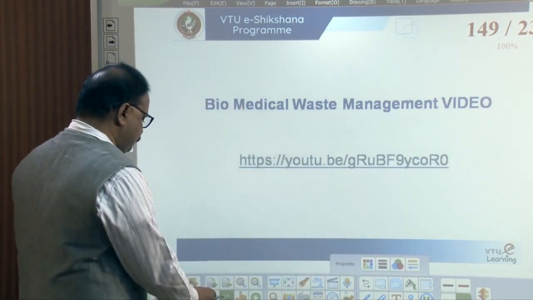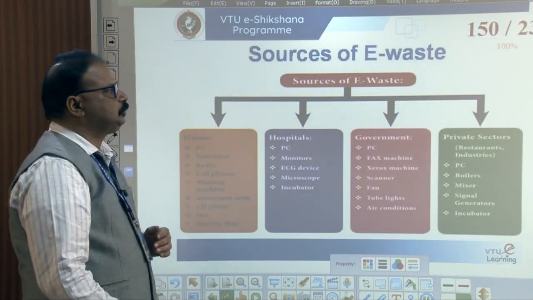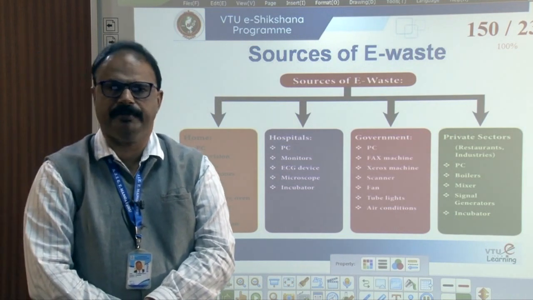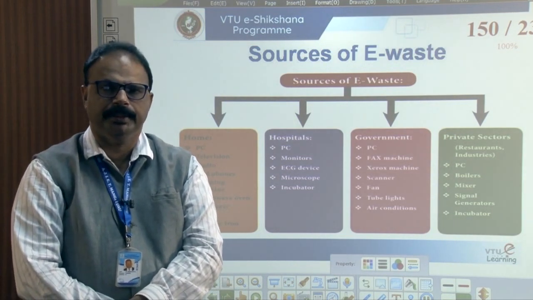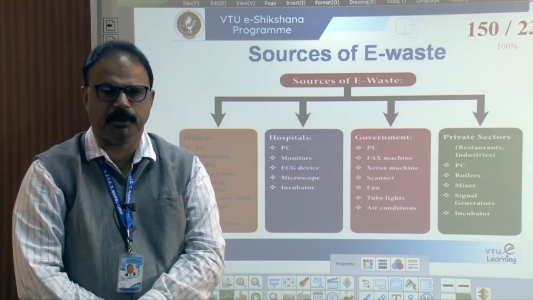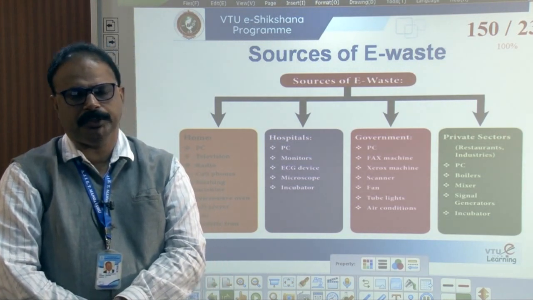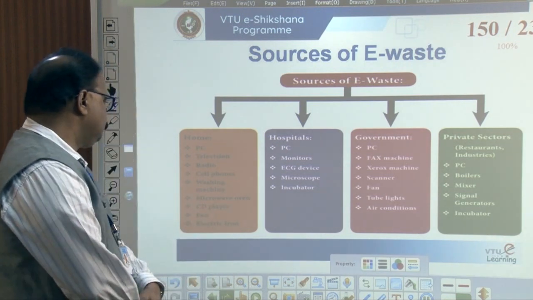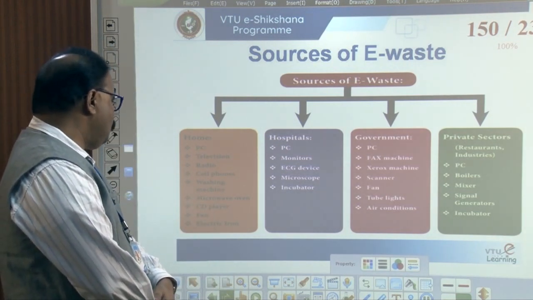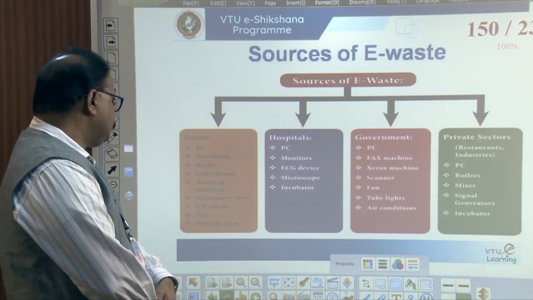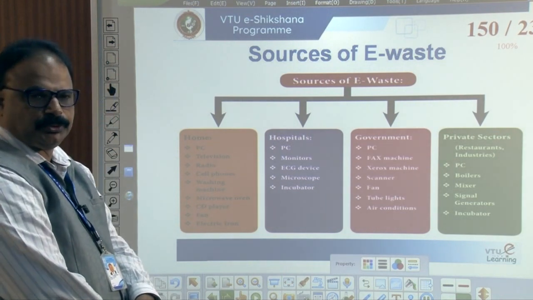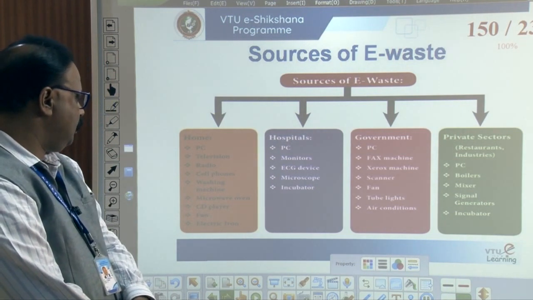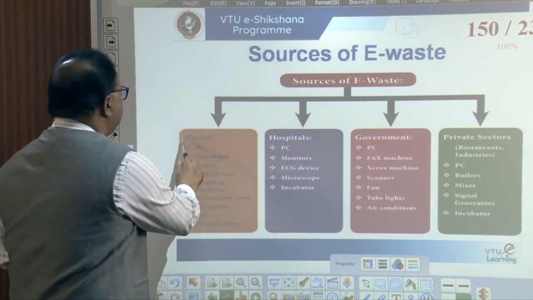This one is sources of e-waste. We all know e-waste, electronic waste, another threat, okay? Electronic waste is another problem. What are the sources? From houses: PC, television, radio, cell phone, washing machine, microwave, CD player, fans, electric iron. This is from the houses.